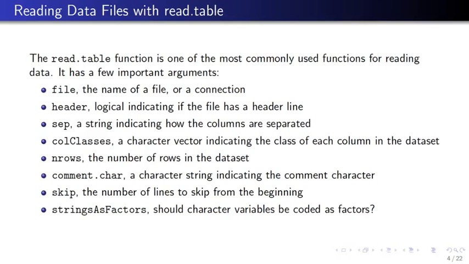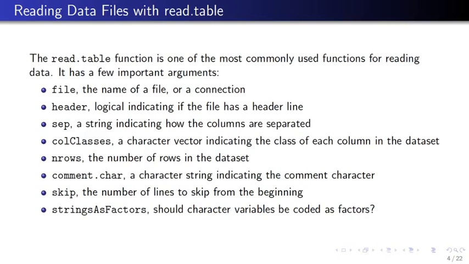The colClasses argument is a character vector whose length is the same as the number of columns in the dataset, and the character vector indicates the class of each column in the dataset. For example, the first column might be numeric, the second logical, and the third a factor, etc. The colClasses vector is not required, but it tells read.table what the class of the data is for each column. nrows is the number of rows in the dataset. This is not required, but it can be used.